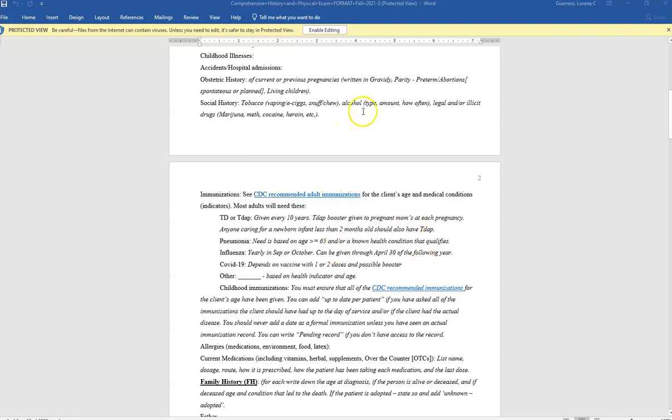Okay, alcohol, you need to write type, amount, how often. Legal and illegal drug use, marijuana, and then a host of other drugs. And remember what I said in class, if they're actually using, you could ask how much they spend per week on something like this. That might give you an understanding of what kind of an addiction they may have.